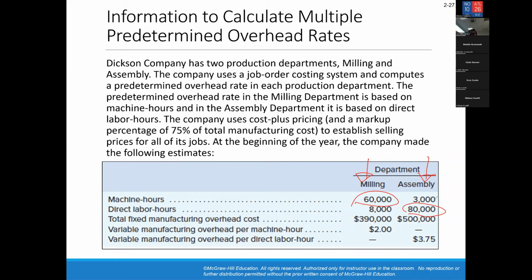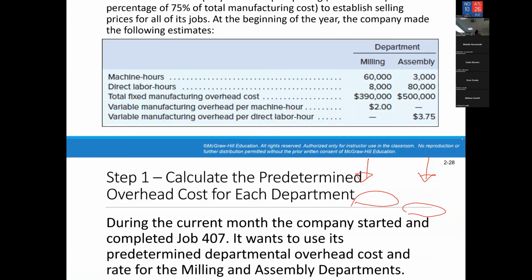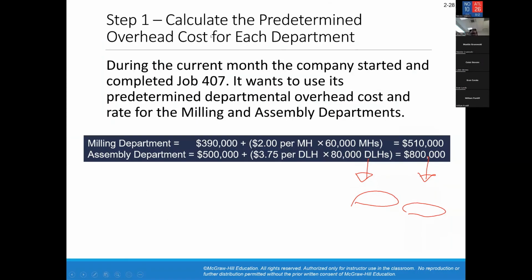Assembly, same thing. I'm estimating on my direct labor, it's going to be 80,000. I have 500,000 in total costs. 375 is what I'm saying is going to be my variable overhead for direct labor hours. Okay, so let's look to see how we're going to calculate. So during the current month, the company started and completed job 407.